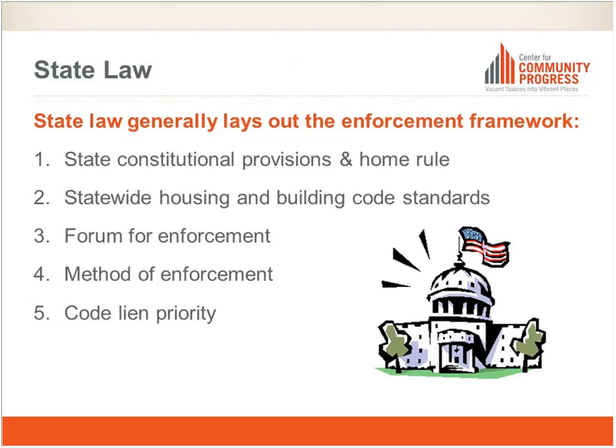Some states, like Illinois, Connecticut, grant local governments stronger home rule authority to pass or adopt housing and building codes in a way that they see fit. If home rule exists, it may depend on the size of the county, the city, or the county seeking to exercise such powers.